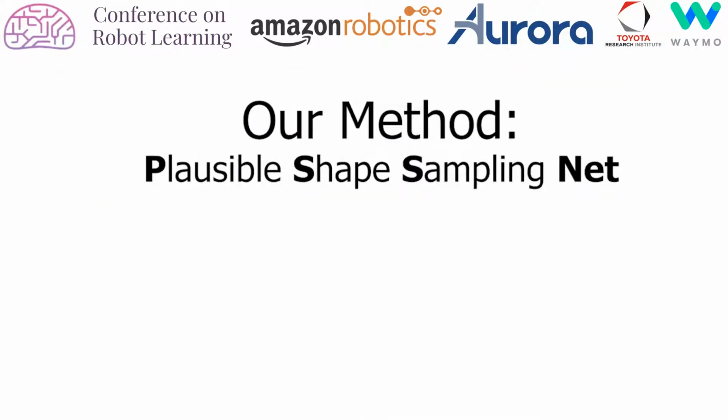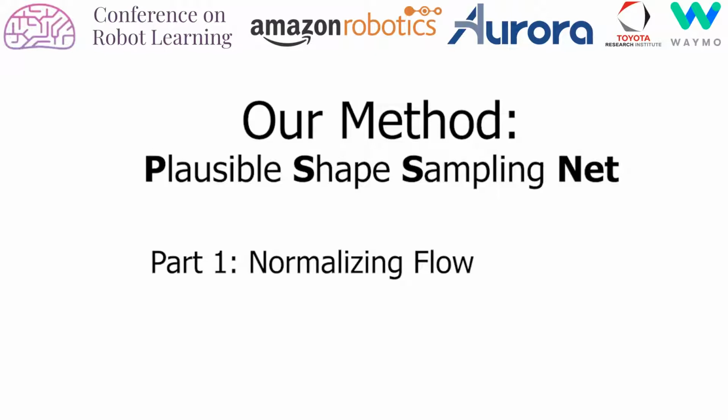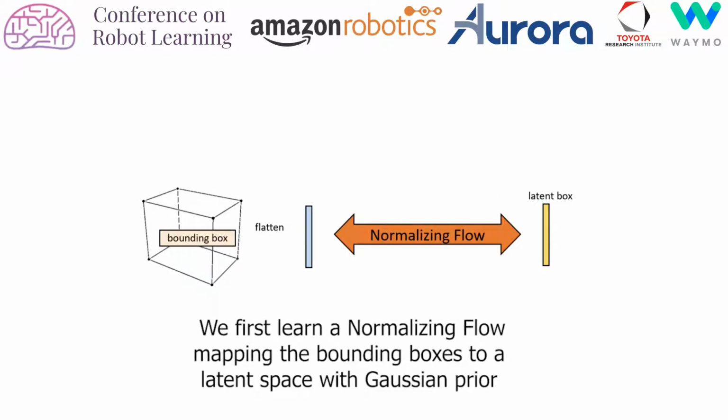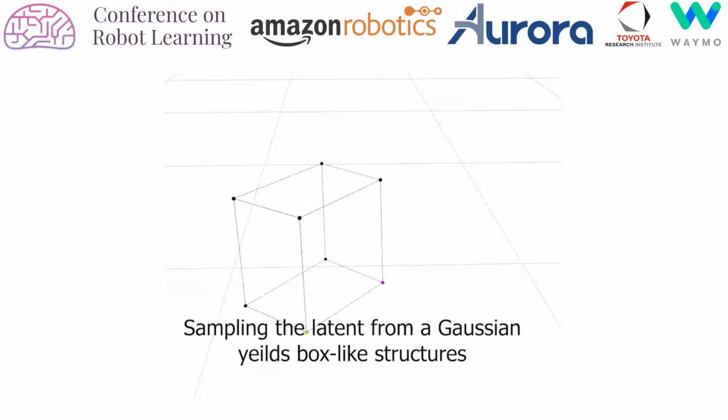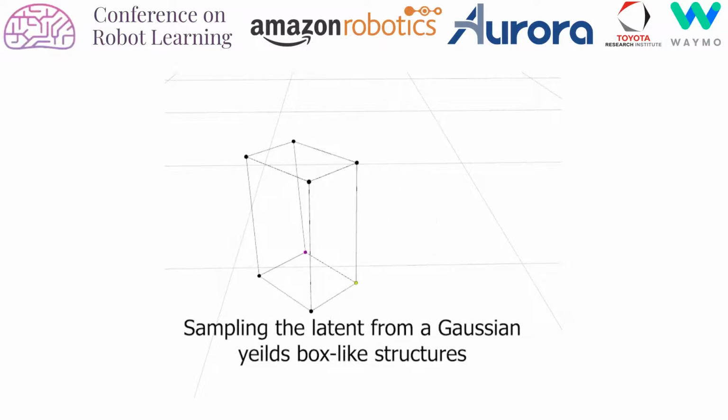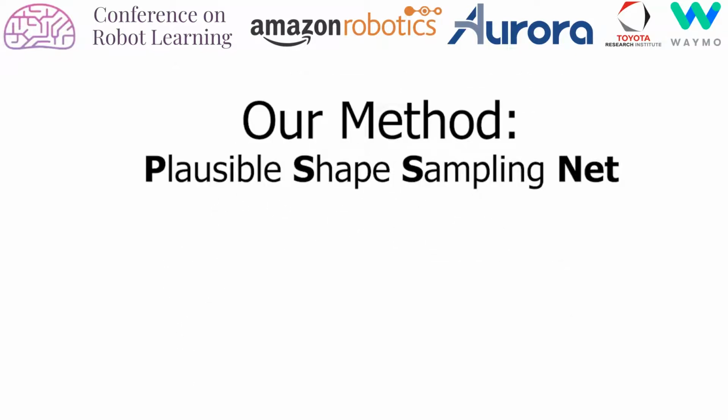In our plausible shape sampling network, we first learn a normalizing flow to represent bounding boxes. The flow maps all bounding boxes to a Gaussian distribution. Sampling from this Gaussian and transforming back through the flow yields random box-like structures similar to the dataset.